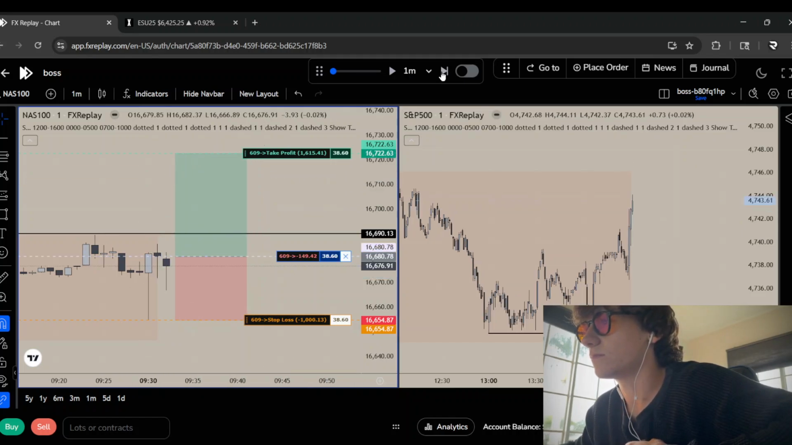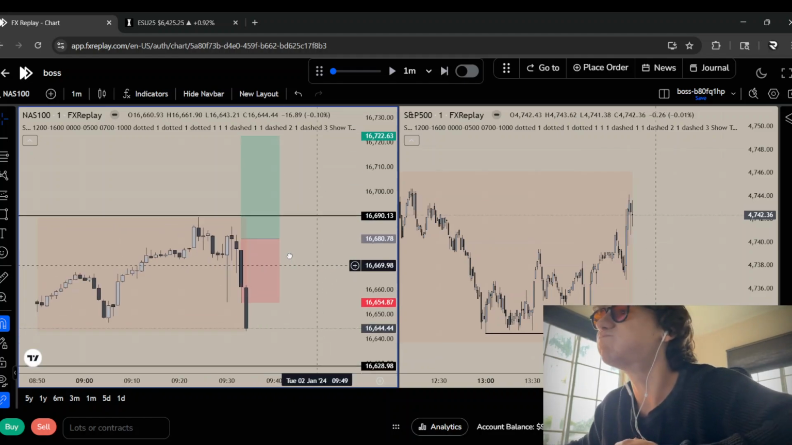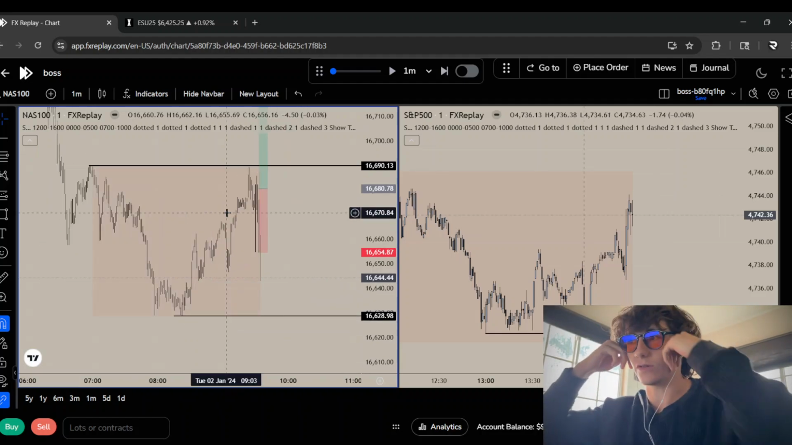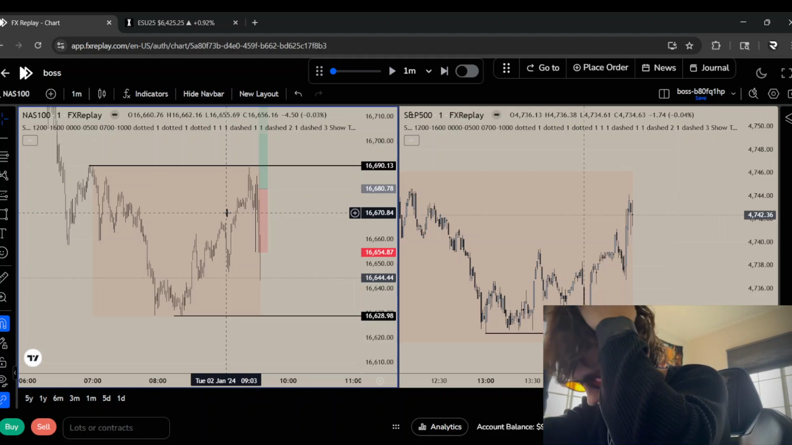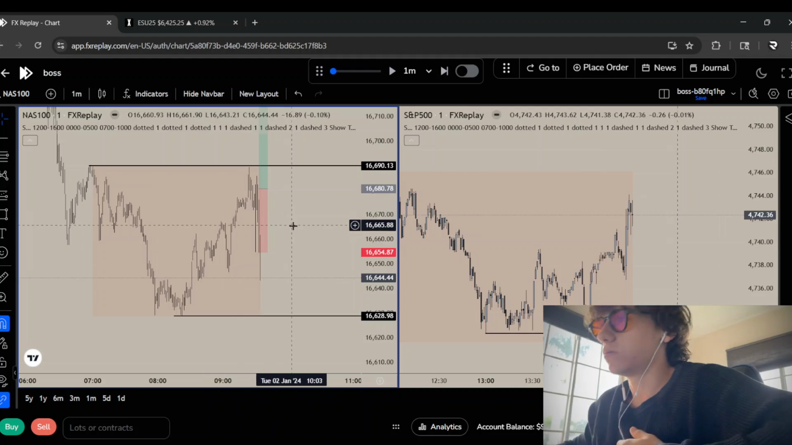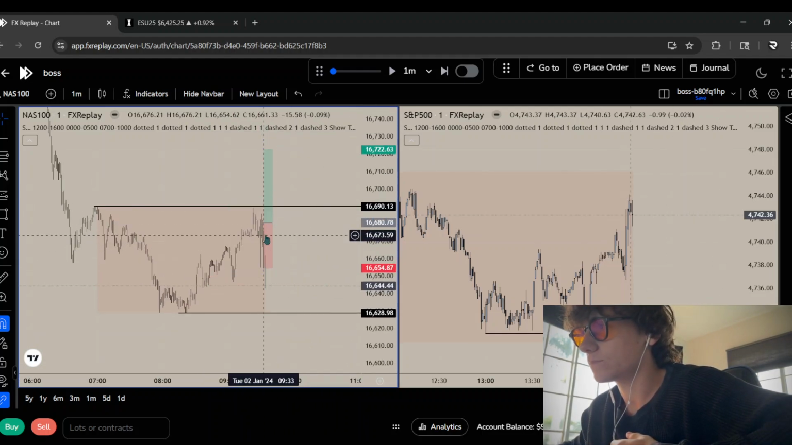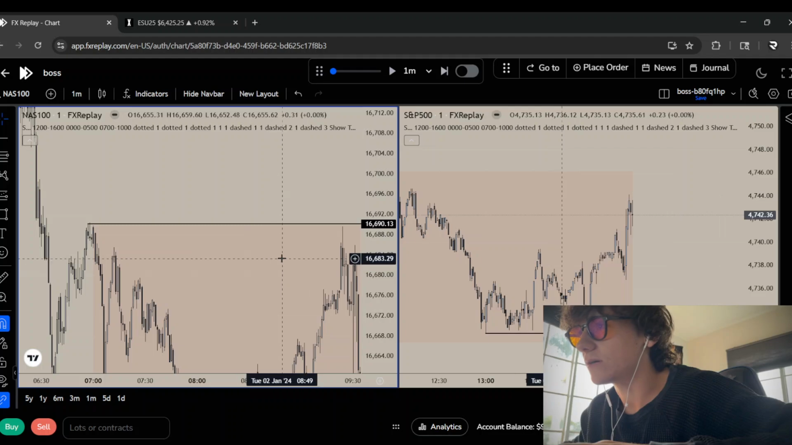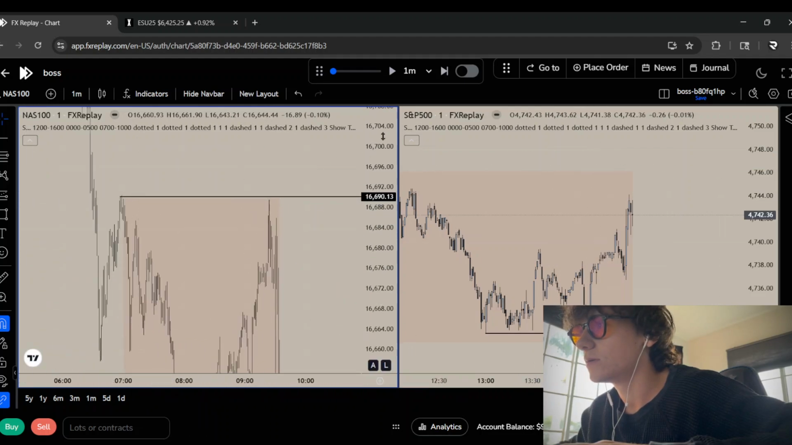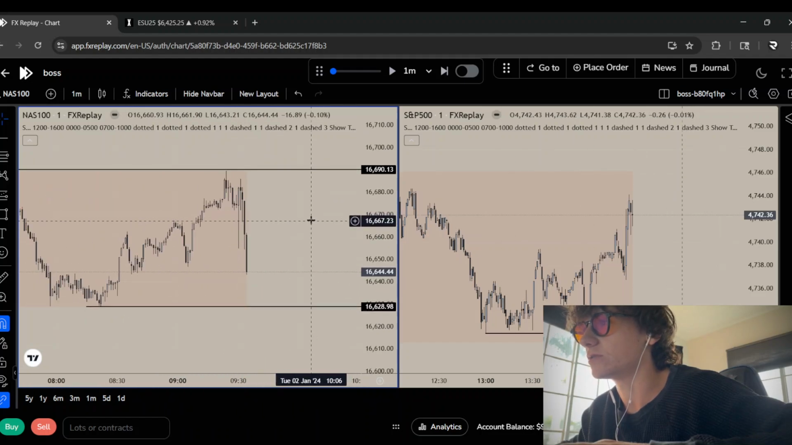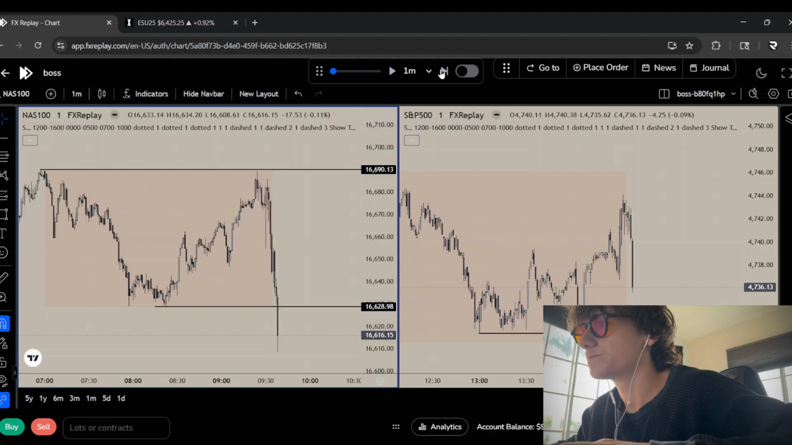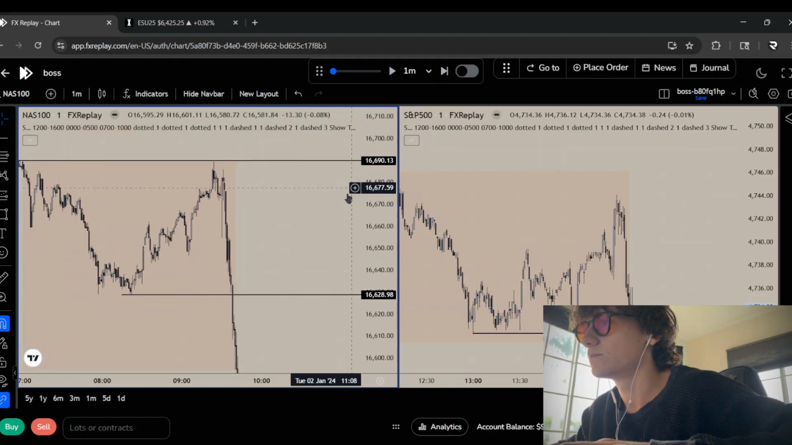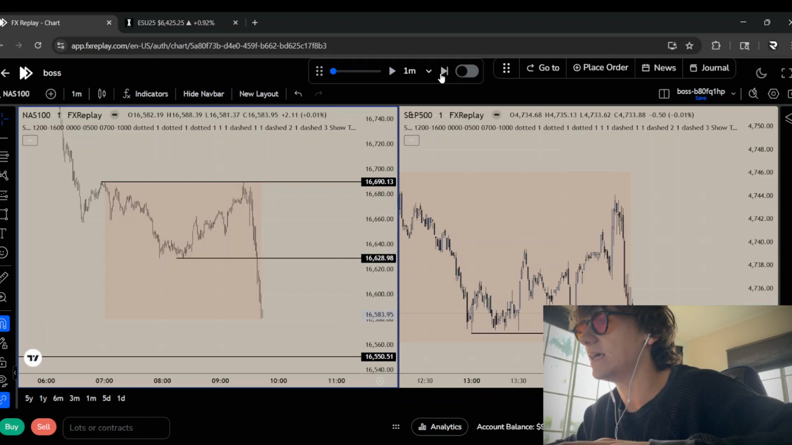Alright, let's see what happens. Pushing down. Oh my god! I was backtesting before this and I'm doing so bad. I don't know why. Okay, so that didn't play out. I mean, what even happened? Yeah, I mean, we're bearish. Shouldn't have.